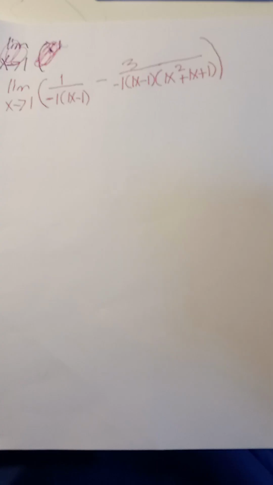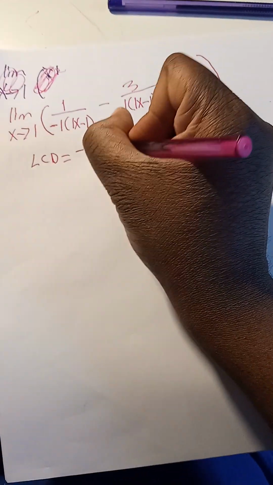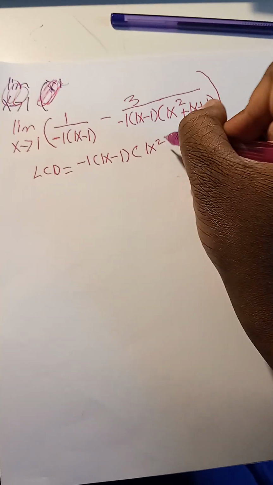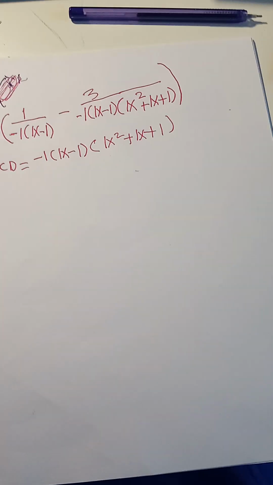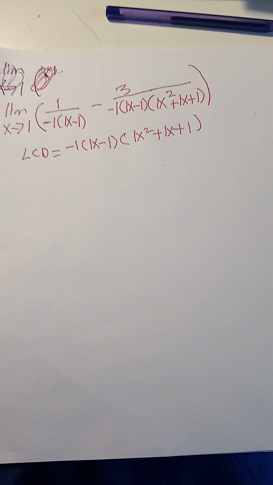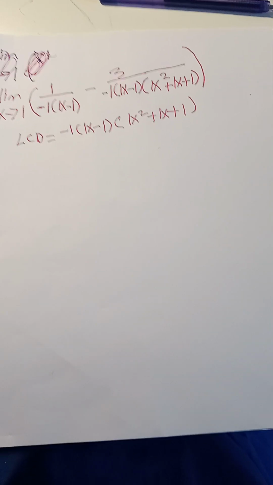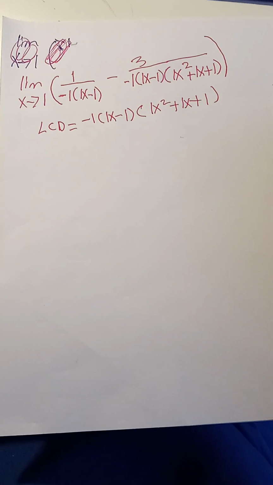Now we notice that the LCD, or the least common denominator, is going to be equal to -1 times 1x minus 1 times 1x squared plus 1x plus 1. We notice that in the first denominator, we just have -1 times 1x minus 1. In the second denominator, we have -1 times 1x minus 1 times 1x squared plus 1x plus 1. So we only need to alter the first part.